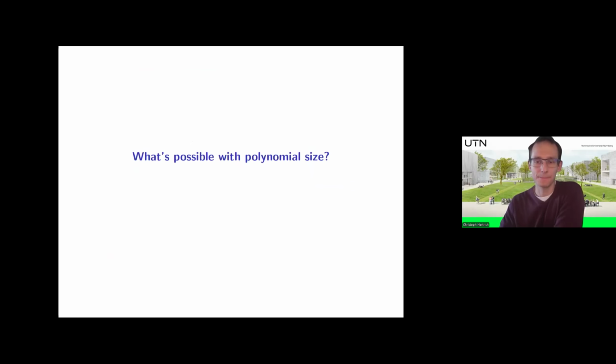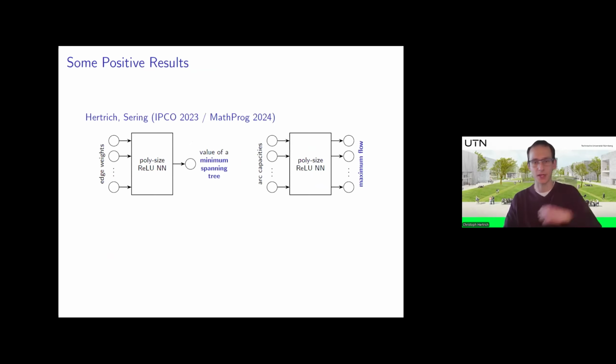And here I would like to start by mentioning some positive results. If you think about what's possible with polynomial complexity, the first thing you should do is to compare it with other, maybe more standard models of computation. And since I have a combinatorial optimization background, a very natural thing for me was to look at combinatorial optimization problems for which we know we can solve them in polynomial time and see if we can also solve them with polynomial size neural networks.